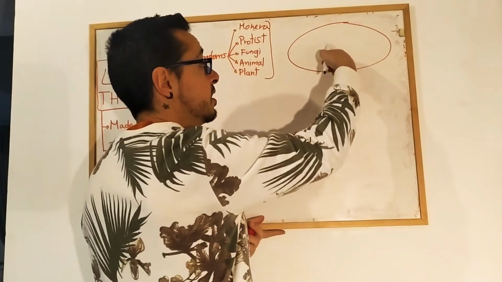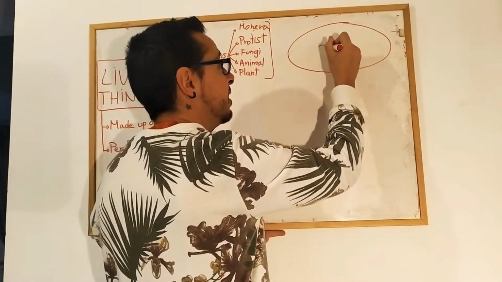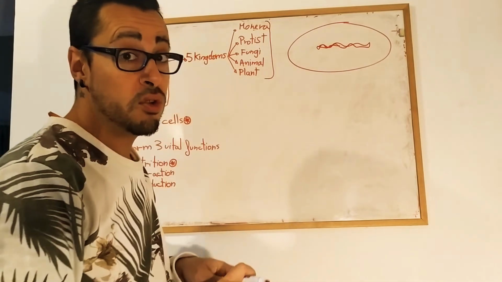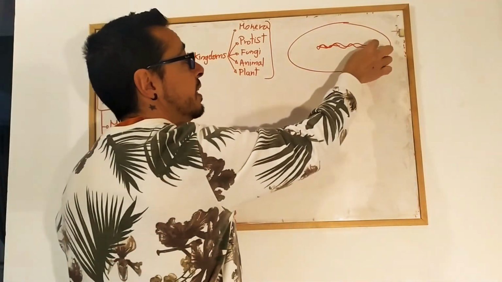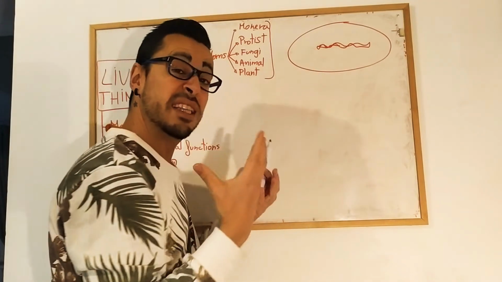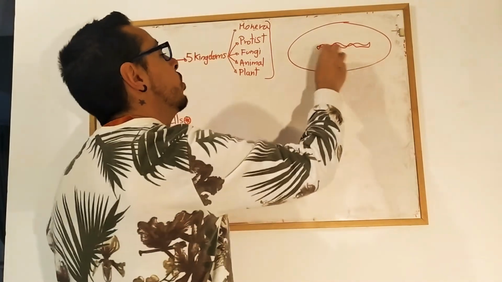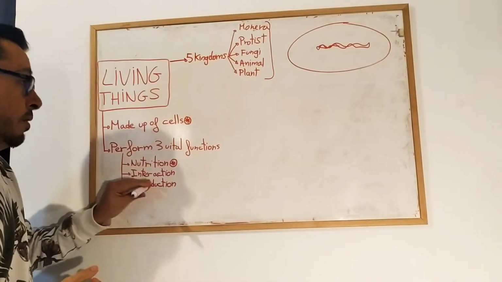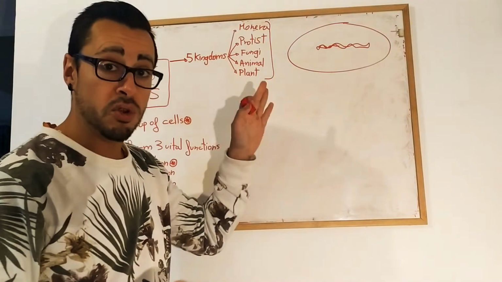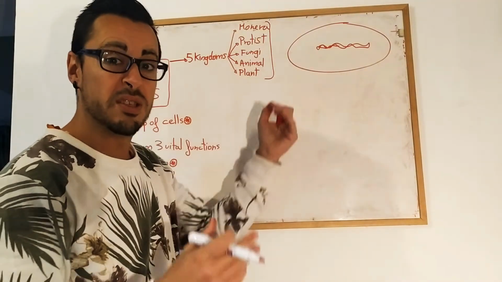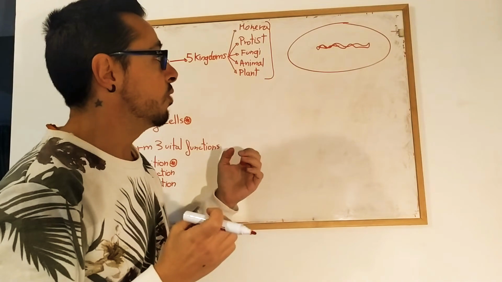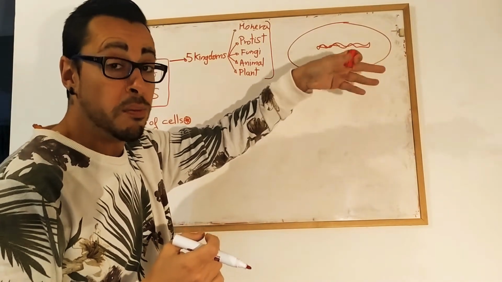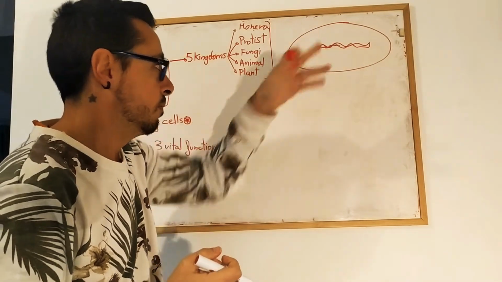Now, inside the cell, we are going to find DNA. This is a prokaryotic cell. We could have a eukaryotic cell, which is more complex, and the DNA is inside the nucleus. It's protected by the nucleus, and it has a lot of organelles for performing vital functions. This one is a prokaryotic cell, which is more simple. So I'm trying to draw the simplest cell in the world.